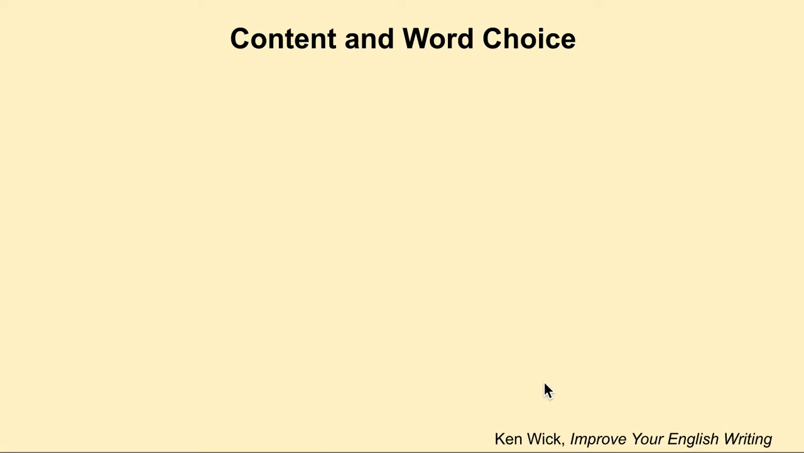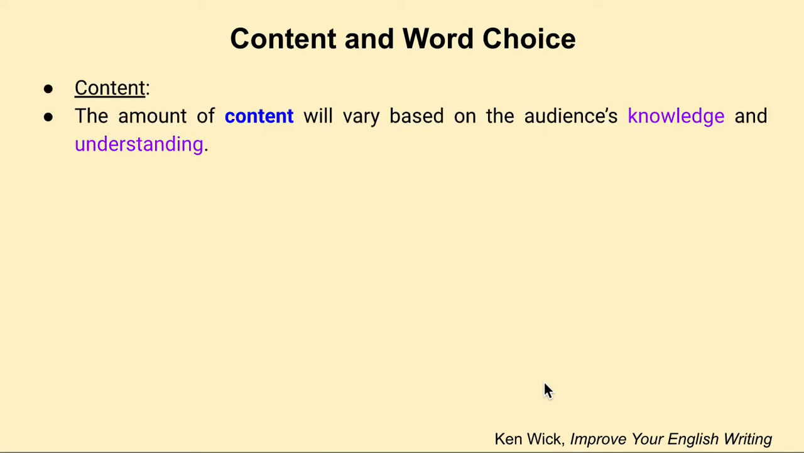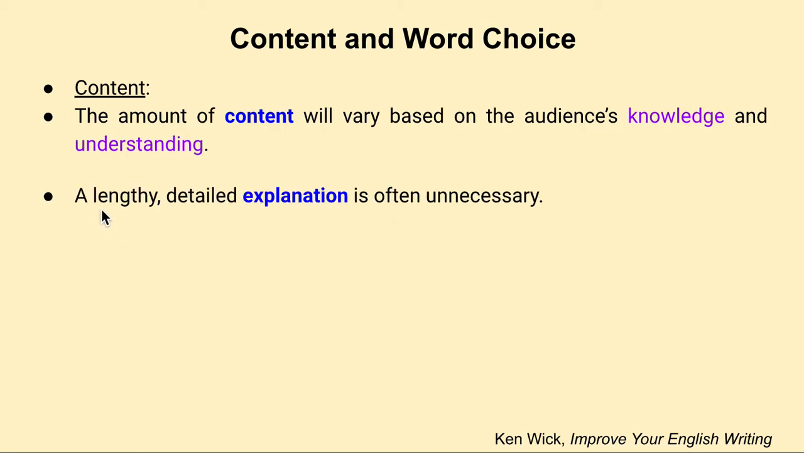So let's talk about content and word choice. Basically, the content will vary based upon the audience's knowledge and understanding. So going back to that example with the Great Recession, if this is to an economics professor, your interested friend is probably not going to know a lot of the technical economic language and details. So just an example. And probably one of the biggest problems with content is that people go on to have very lengthy, detailed explanations when they are often unnecessary.